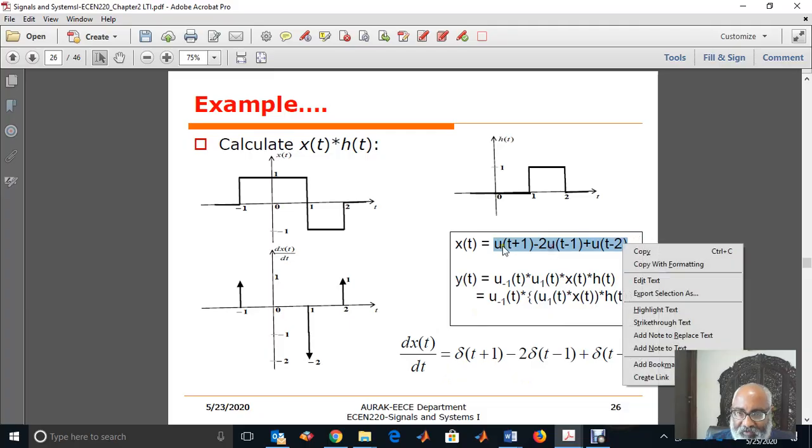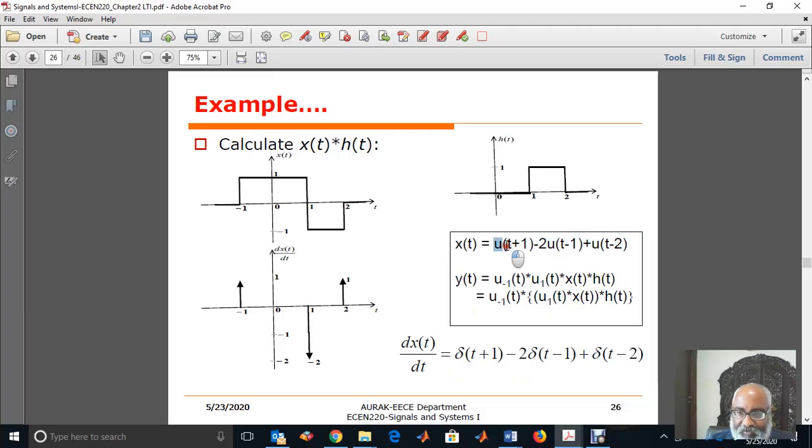The derivative of the unit step is the unit impulse, so Dirac t plus 1. The derivative of this is Dirac t minus 1. The derivative of this is Dirac t minus 2. So I did this first, and I get Dirac t plus 1 minus 2 Dirac t minus 1 plus Dirac t minus 2. So it's very easy now to convolve this result with h of t, because convolution with an impulse is easy.